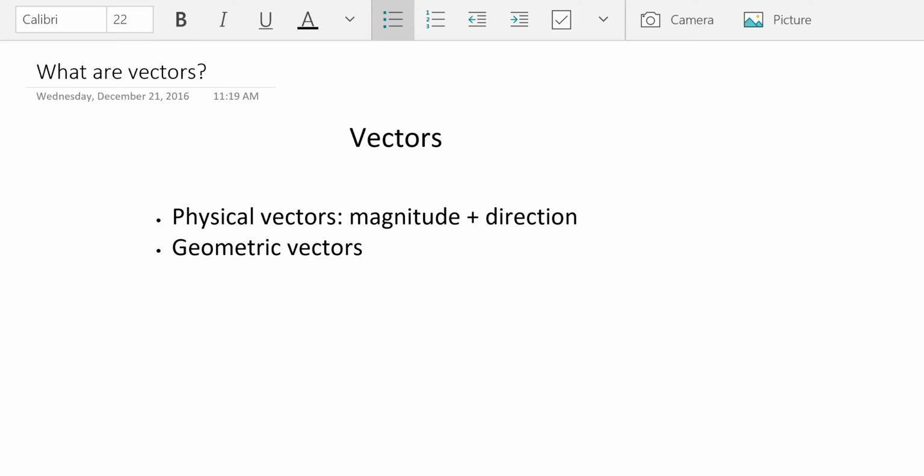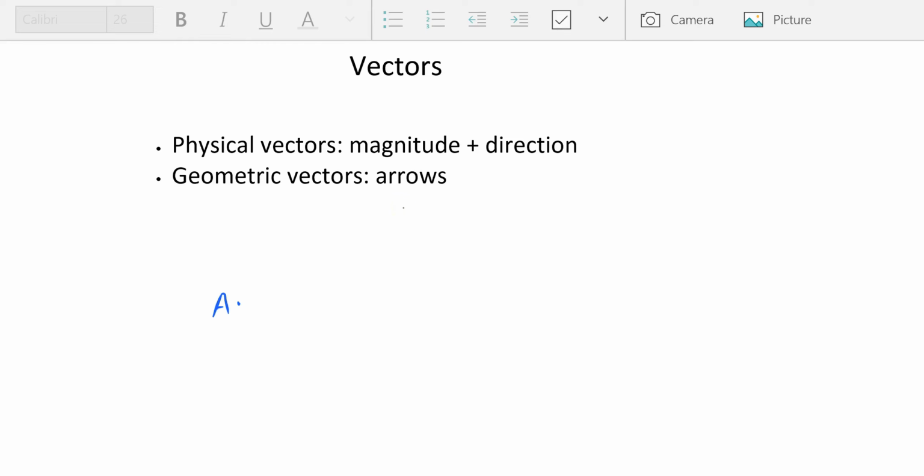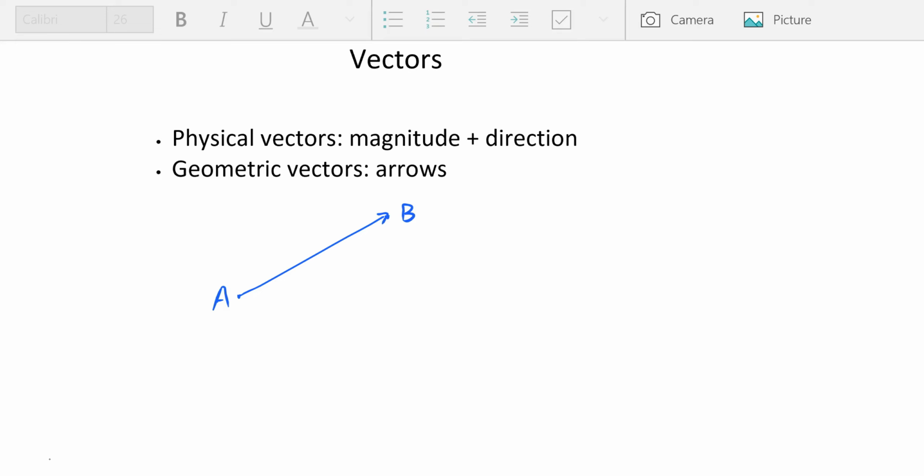In linear algebra, those arrows that represent vectors are called geometric vectors. So a geometric vector is an arrow that has an initial point A and a terminal point B. So here is the arrow. We'll describe this geometric vector as vector AB, where an arrow on top of AB means this is a vector.